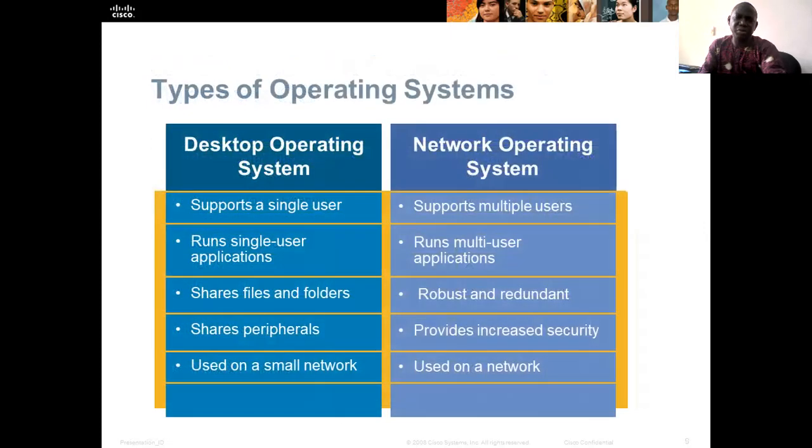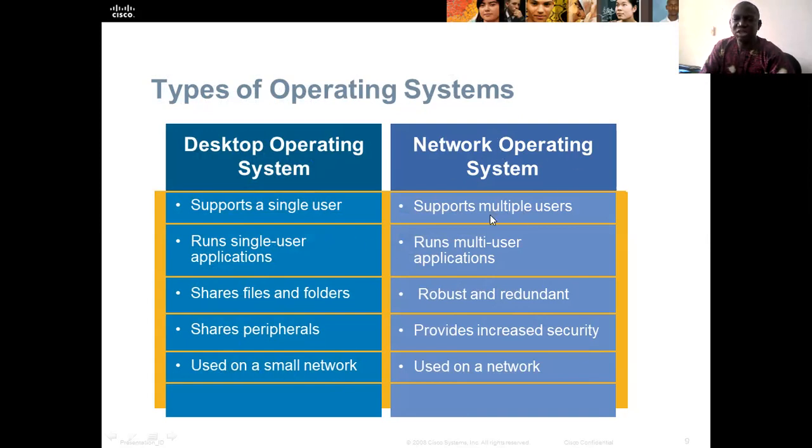Now let's look at types of operating system. We have desktop operating system and network operating system. This is where we talk about multi-user and single user. Desktop operating systems are normally single user, like all the ones we see on Windows 7, 8, 9, 10 that are installed on desktops or laptops. They run single user applications, share files and folders, and share peripherals. They can be used on a small network.